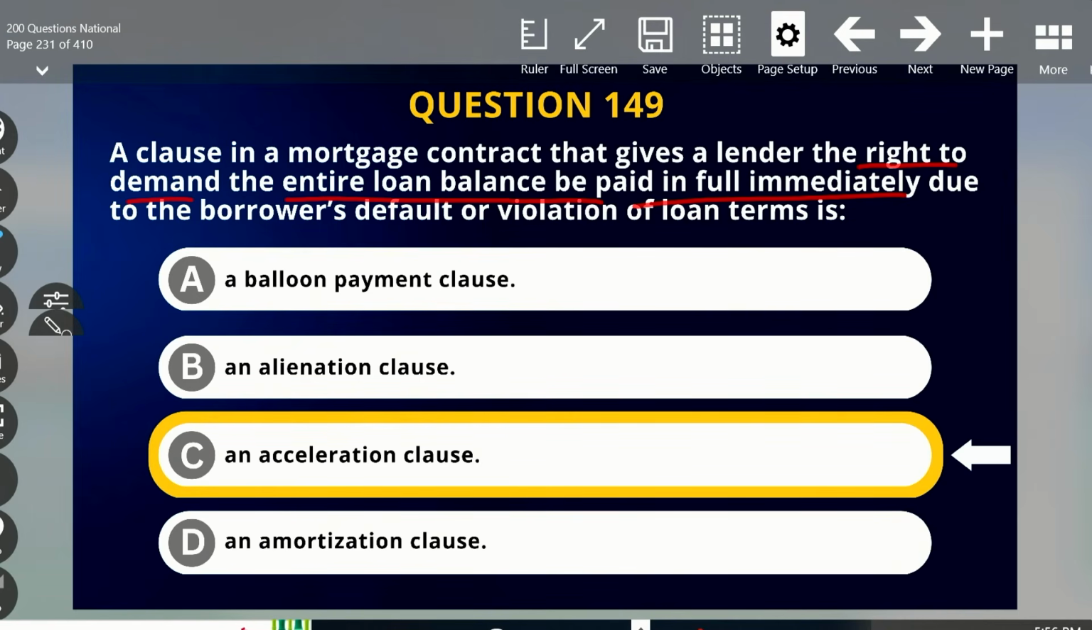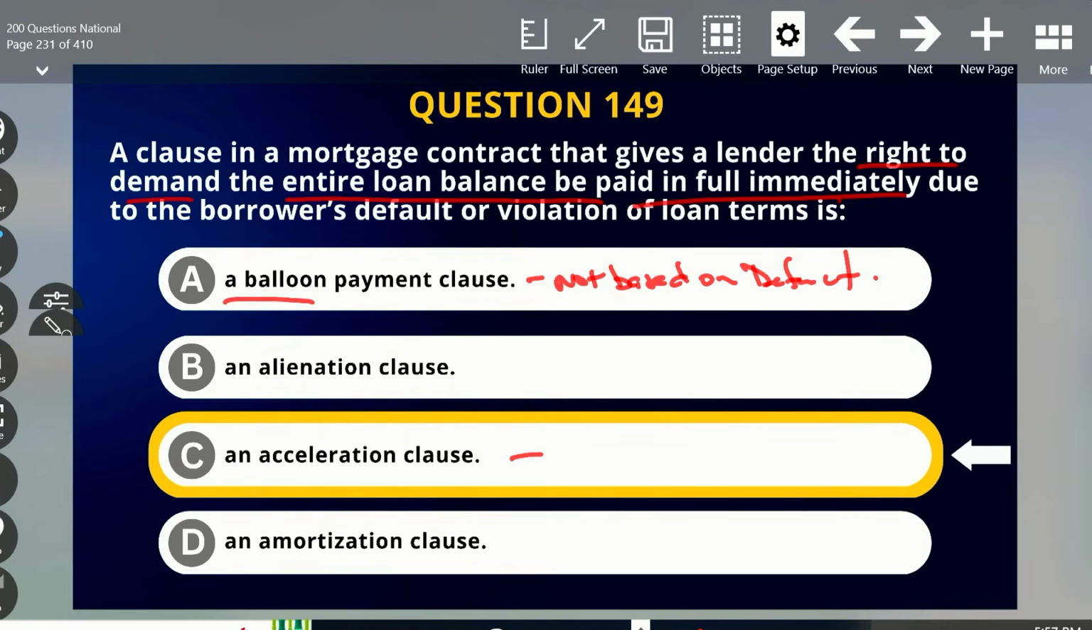Now, many times students learn about a type of mortgage loan called a balloon mortgage, and a balloon mortgage is where the entire balance remaining is due. That's not because of default. That's just the way that the loan is structured. So this is not based on default. This one is, though. Letter C is based on default.